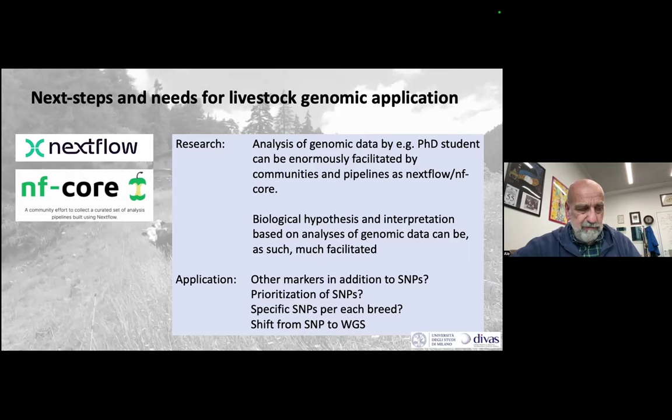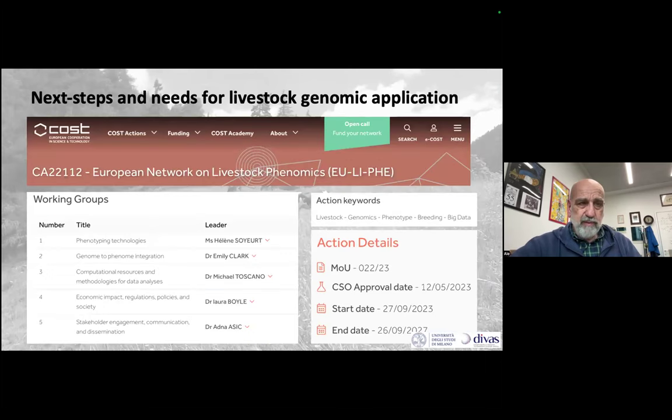I talk about farmers in cattle, because selection for poultry and for swine is done in house. There are big companies, large companies that are working on this genomic application. And another step forward, and I want to finish with this, is a COST Action that's just started. The start date was September 23, will last till 27, is hidden, but is 27. That's a European COST Action.